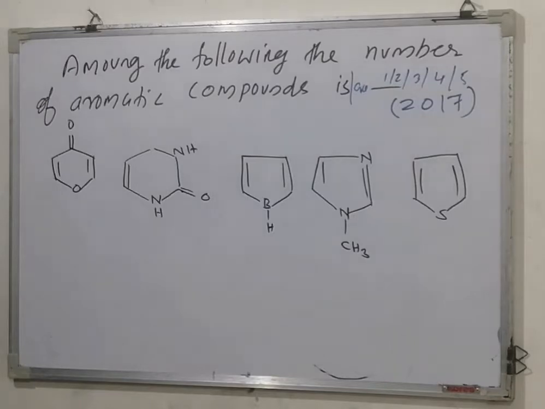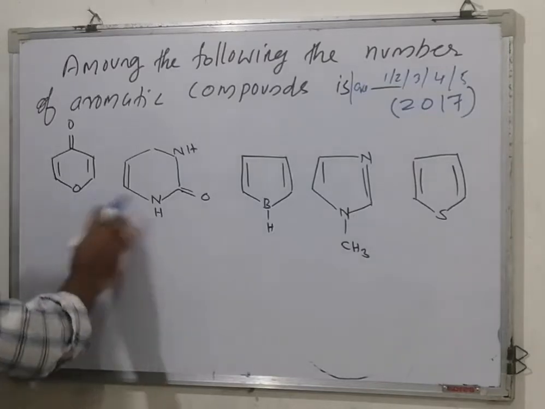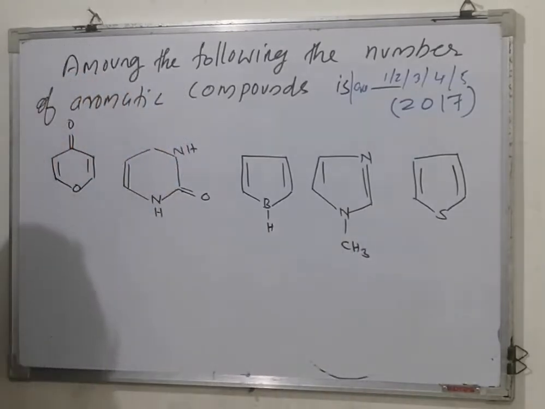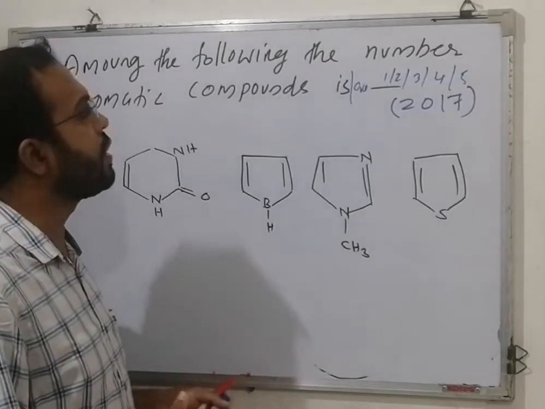How many are aromatic? Is this aromatic, this aromatic, this aromatic, this aromatic or this one? Okay, let us discuss. How do you check the aromaticity? What is the trick for identifying aromaticity?